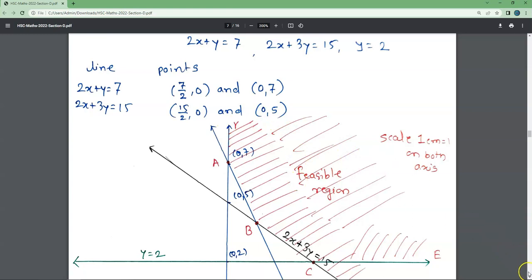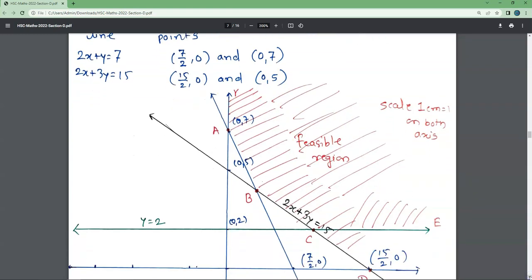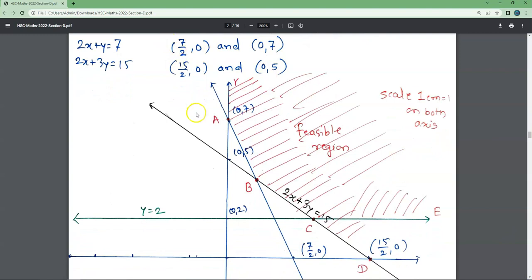Now let's try to draw it on a graph. Okay. So first let's draw the x-axis. This is the x-axis. Draw a y-axis, and then see what we want is the maximum y value should be 7, and then the maximum x value should be what? 7.5. So this is the y-axis. I took a scale of 1 centimeter is equal to 1 on both axes. So 0, 7 will be here and 0, 5 will be here.